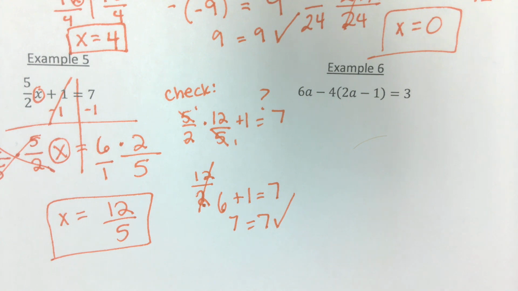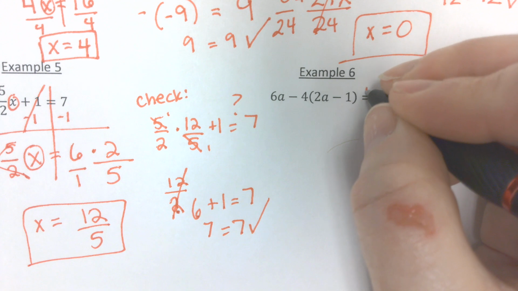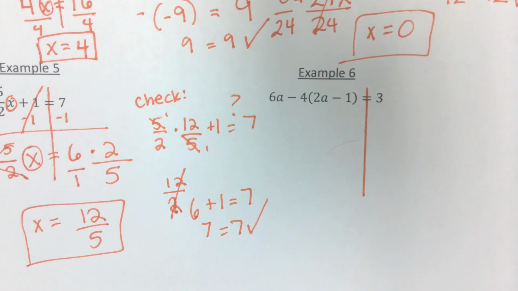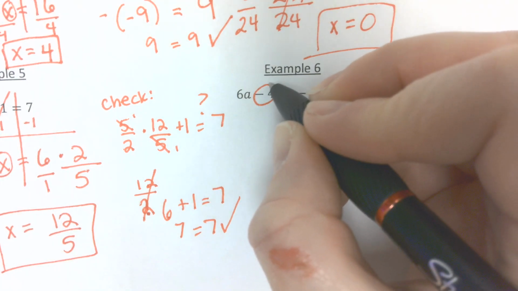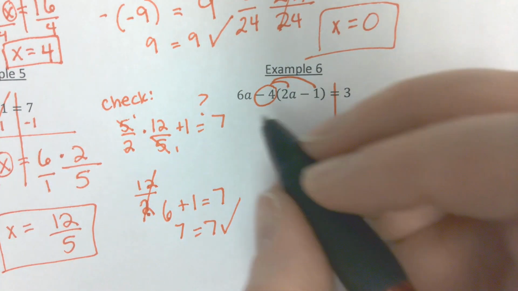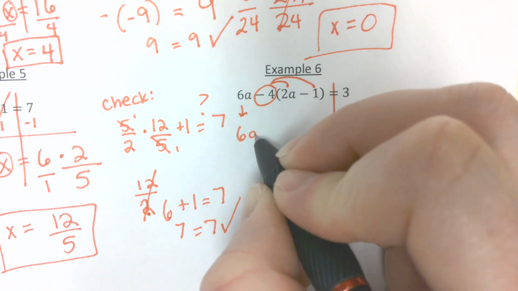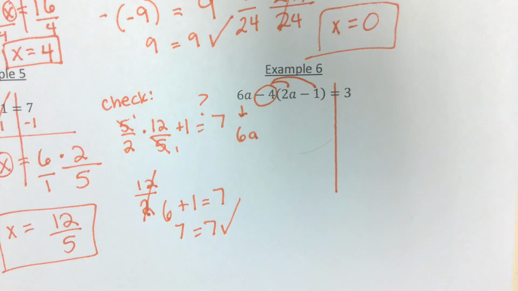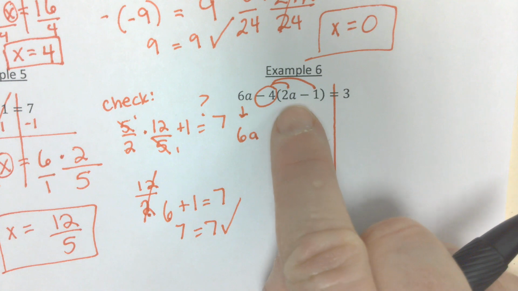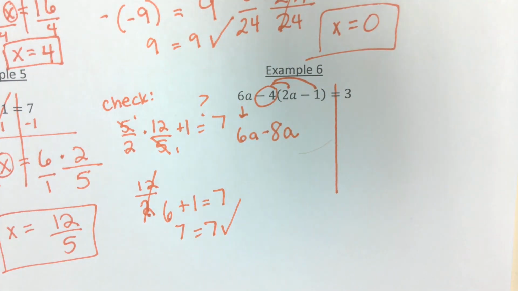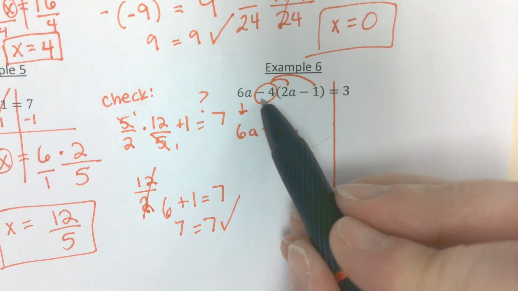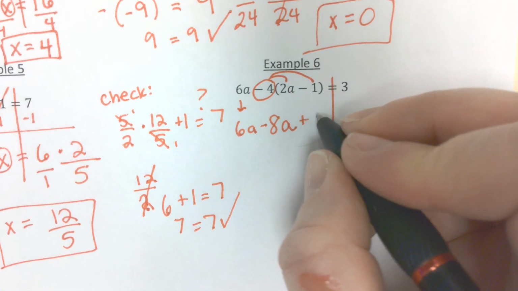Okay, our last example. Order of operations says we need to distribute first. But what are we distributing? -4. 6a is just going to be carried down. -4 times a positive 2. It's -8a. And -4 times a -1 is +4.